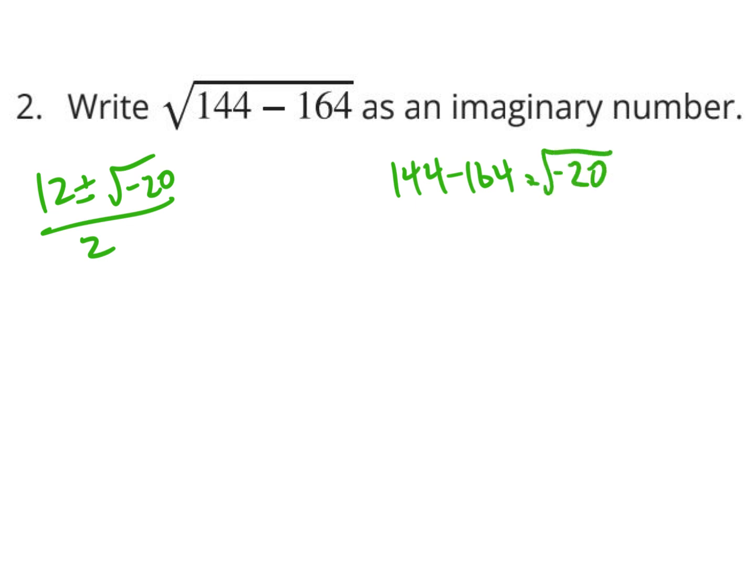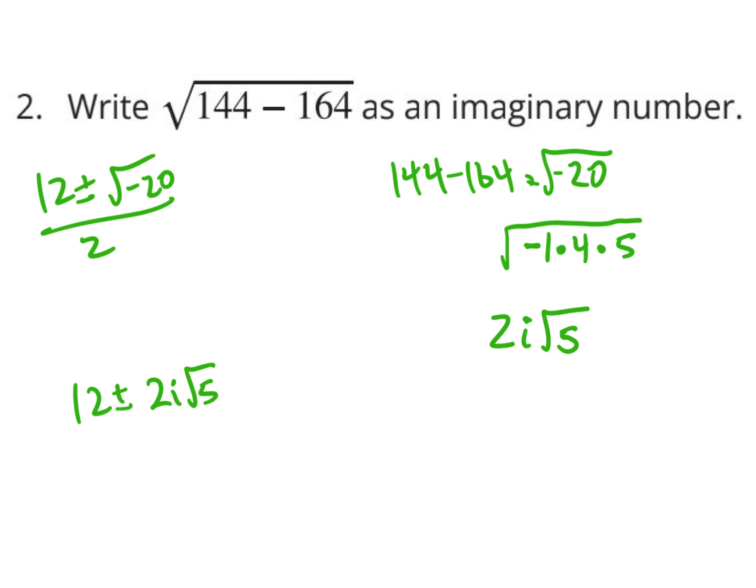The square root. Now I have to simplify my radical. The first thing, I'm going to separate the -1. And then I have to divide 20 into a perfect square and another number. The only perfect square that's small enough to divide evenly into 20 is 4. And then 4 times 5 makes 20. Now, when I simplify this, the square root of 4 is 2. The square root of negative 1 is i. And root 5. So now putting this all together, we have 12 plus or minus 2i root 5 all over 2.